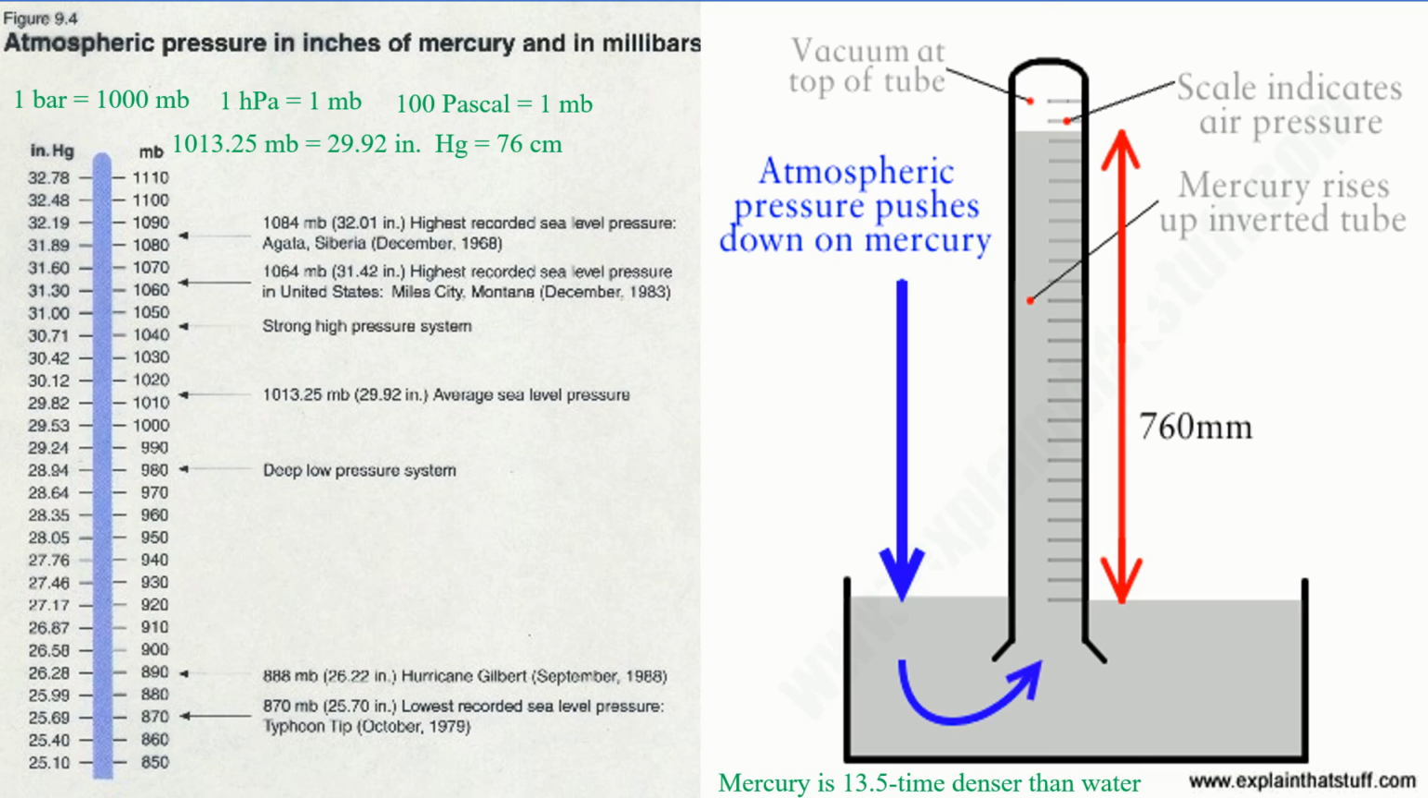Here, atmospheric pressure pushes down on the mercury, and the mercury reading tells us the atmospheric pressure right now outside.